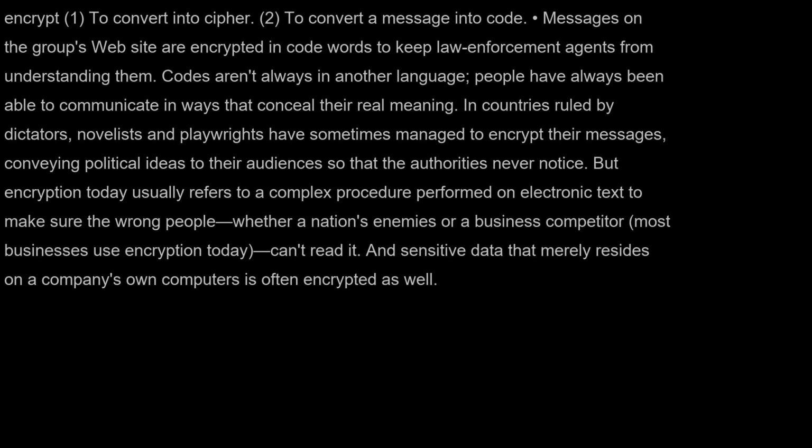Encrypt: 1. To convert into cipher. 2. To convert a message into code. Messages on the group's website are encrypted in code words to keep law enforcement agents from understanding them.